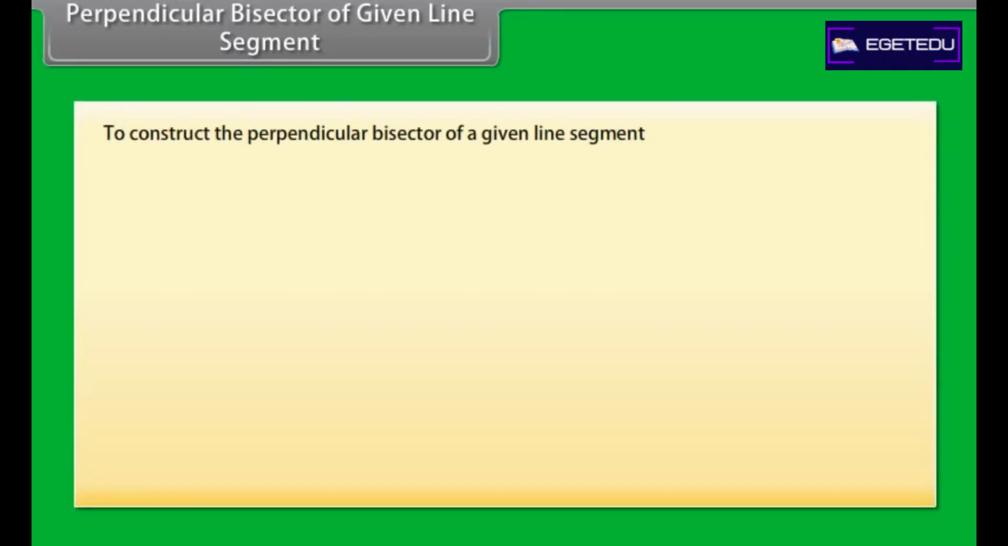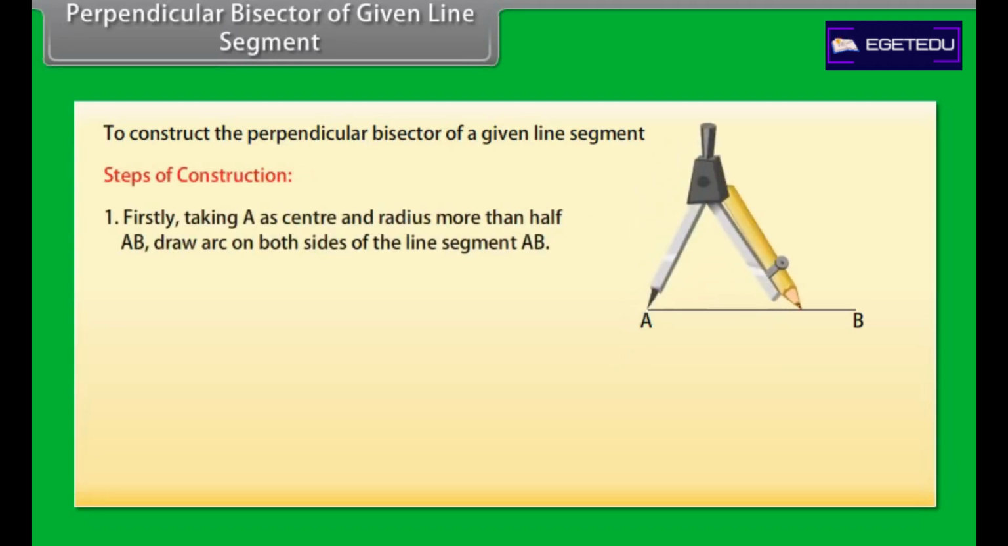Perpendicular bisector of given line segment. Now we will learn to construct the perpendicular bisector of a given line segment. Let us take a line segment AB. We want to construct its perpendicular bisector. Steps of construction. Firstly, taking A as center and radius more than half AB, draw arcs on both sides of the line segment AB.